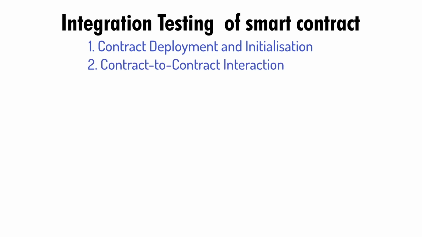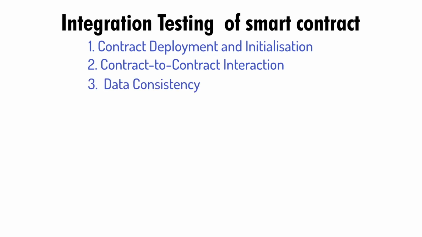Contract to contract interaction. Test the scenarios where the smart contract interacts with the other contracts or external systems and verify that the contract can call the functions, exchange the data, and handle the response from external contracts or the system accurately or not.